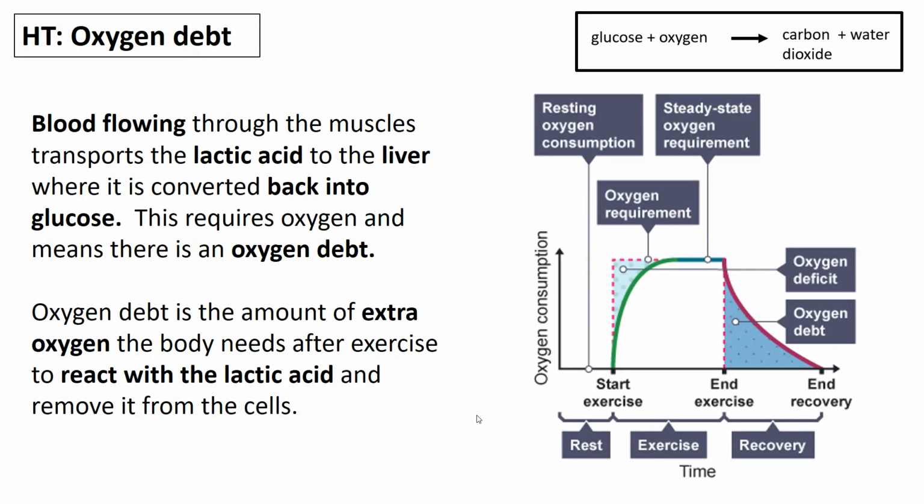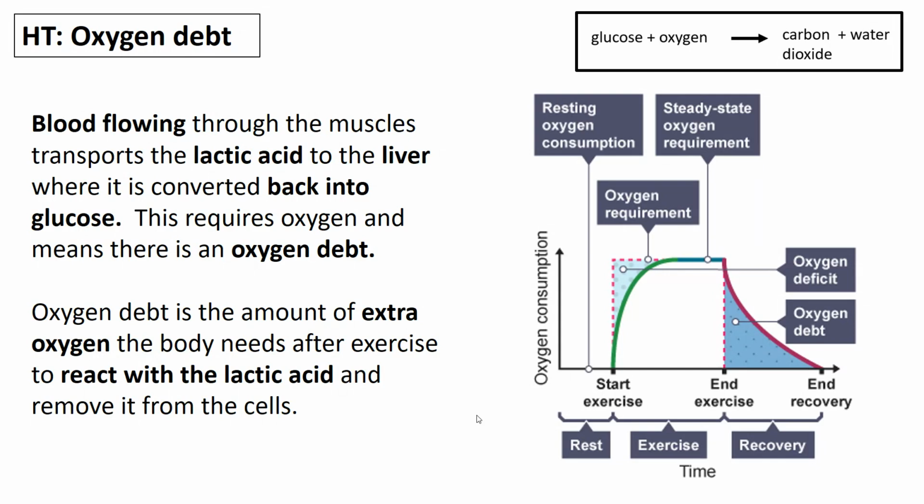So if you think when you first start exercising, your oxygen requirement rapidly increases. You temporarily are in oxygen deficit until you start to have an equilibrium where your oxygen intake matches the aerobic respiration. When you end your exercise, though, because of that initial oxygen deficit, you've actually got oxygen debt. And you also have oxygen debt from when your lactic acid has been produced. To convert the lactic acid back into glucose, you need more oxygen.